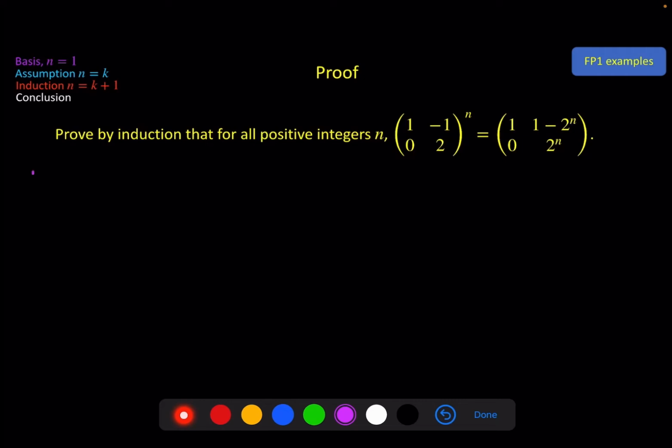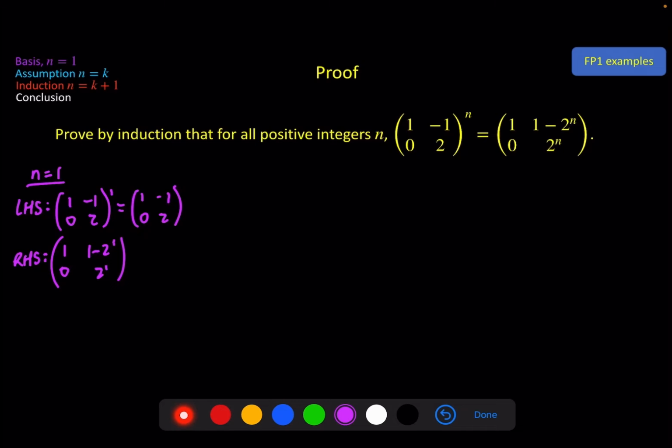So when n is equal to 1, on the left hand side we get 1 minus 1, 0, 2 to the 1, which is obviously just 1 minus 1, 0, 2. On the right hand side we get 1, 0, 1 minus 2 to the 1, 2 to the 1, which is 1, 1 minus 2 is minus 1, 0 and 2 to the 1 is a 2, which is the same thing. Therefore this statement is true for n is equal to 1.